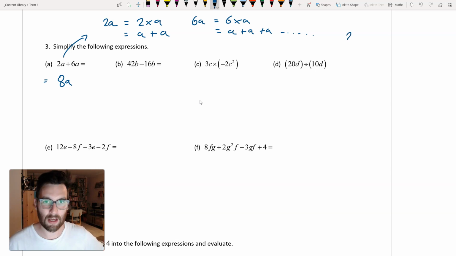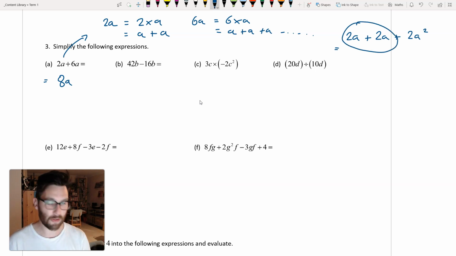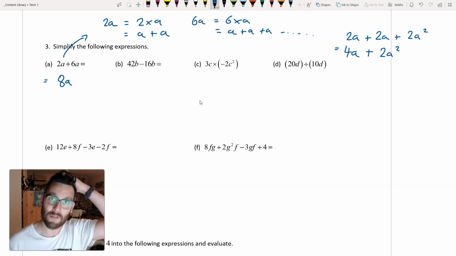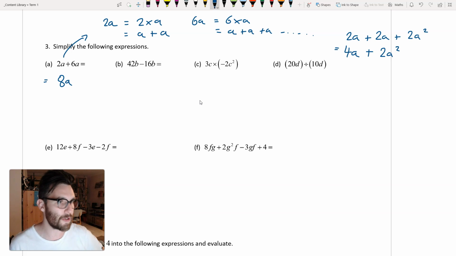If it was something like 2a plus 2a plus 2a squared, 2a plus 2a, I can add those together because the variables are exactly the same. Give me 4a. But then I can combine those two together. What I can't do is combine it with this one. I'm still going to add it on the end, but I can't smush them together into one term. So variables have to be exactly the same for us to do that.